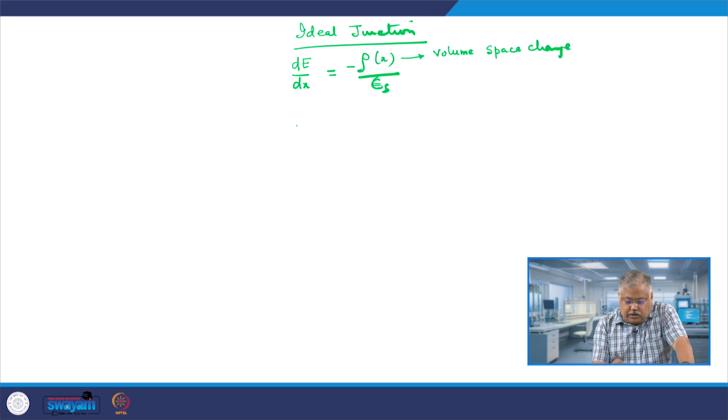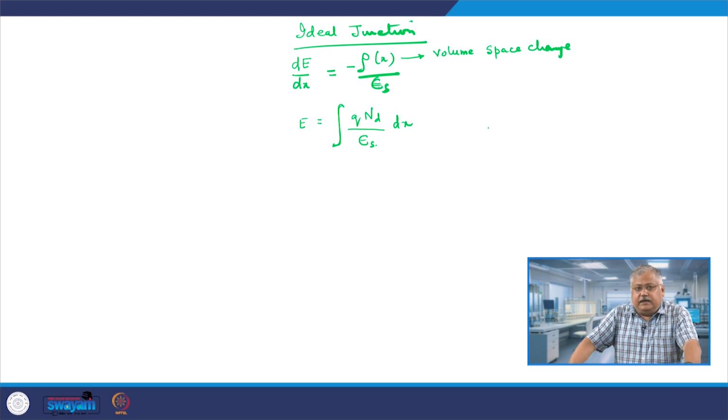Therefore, if you integrate on both sides, then I get E equal to the integral of Q times Nd, where Nd is the donor impurity, divided by epsilon s into dx. So, what I did, I took dx to the right hand side and then I integrated. rho(x) is basically the volume charge density, that can be written as Q into Nd, where Nd is the number of donor impurities per unit volume, and then you multiply that with Q and you get the total charge divided by epsilon s into dx on this side gives you this value, which approximately comes out to be equal to Q Nd times x by epsilon s plus C1.